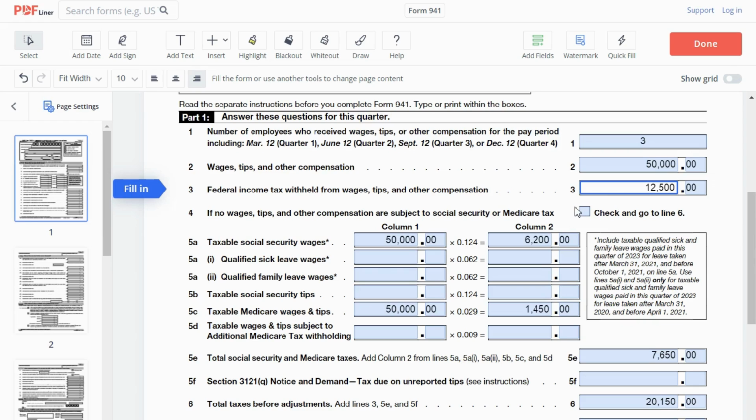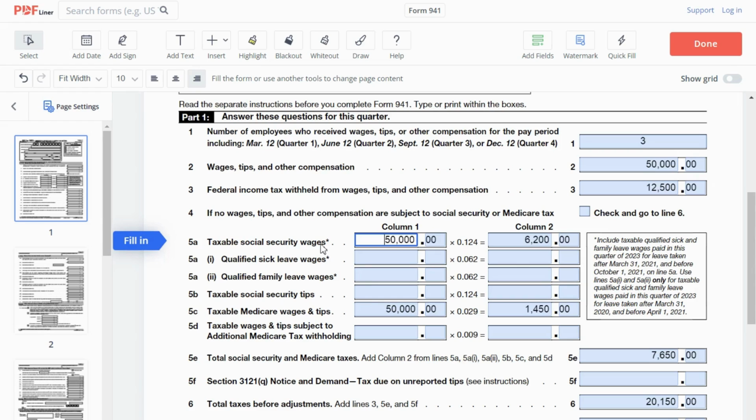Now, if no wages of your employees are subject to Social Security or Medicare taxes, check the box on line 4 and move straight to line 6. But for most cases, you would need to fill lines 5A to 5F. In 2023, the Social Security wage base is $160,200, so if any of your employees earn more than the wage base, the amount on line 5A will be different from the amount on line 2. In this case, we enter the same amount on line 5A because the wages do not exceed the wage base.